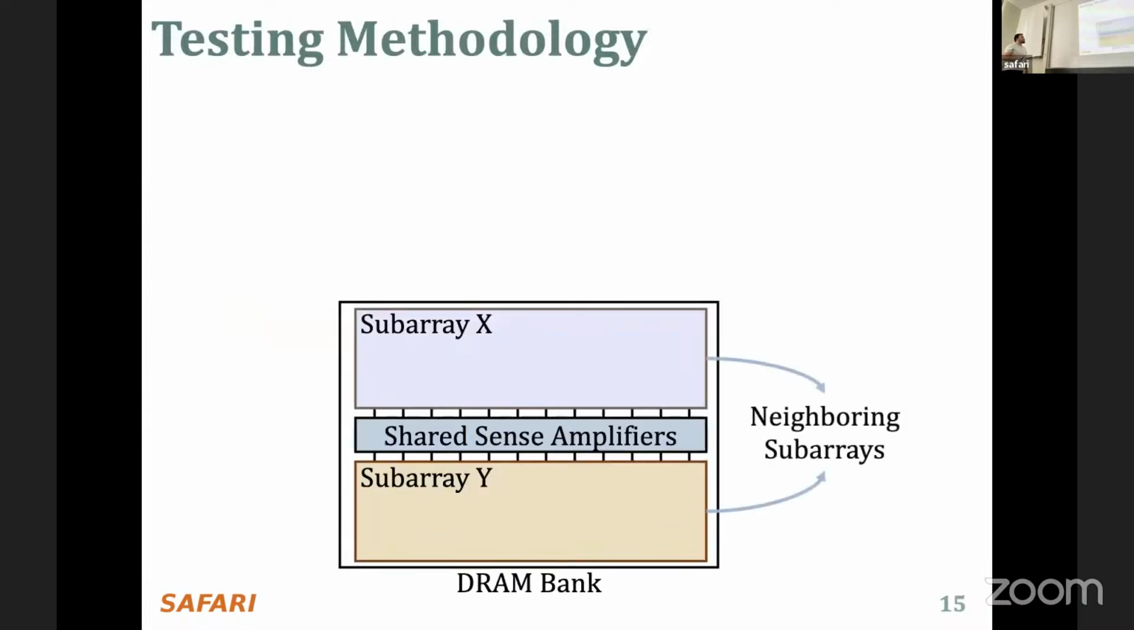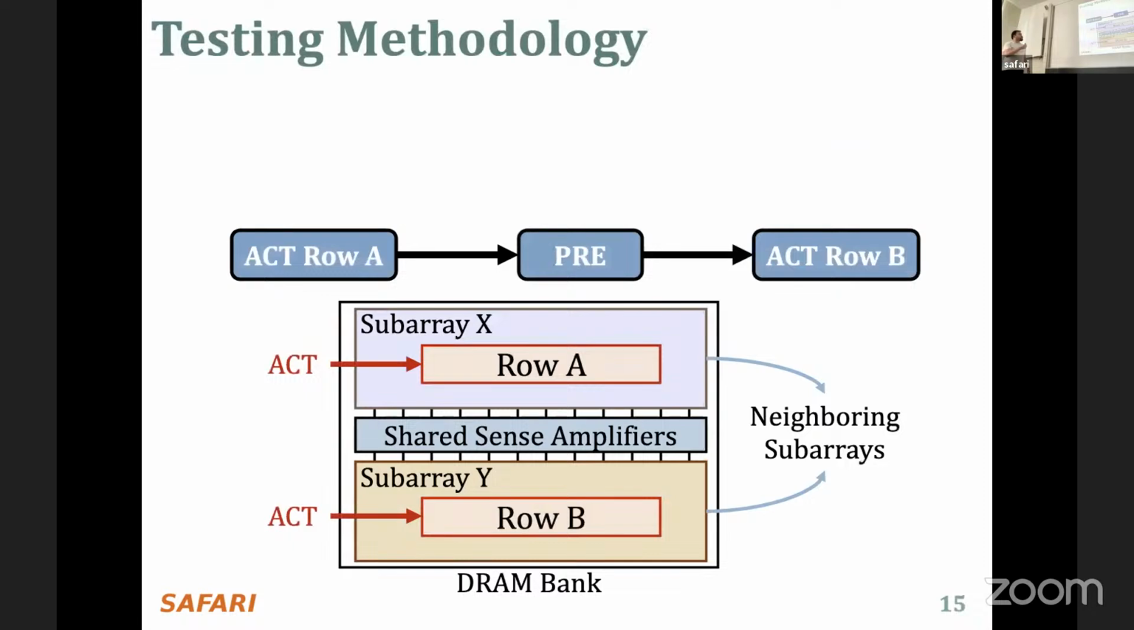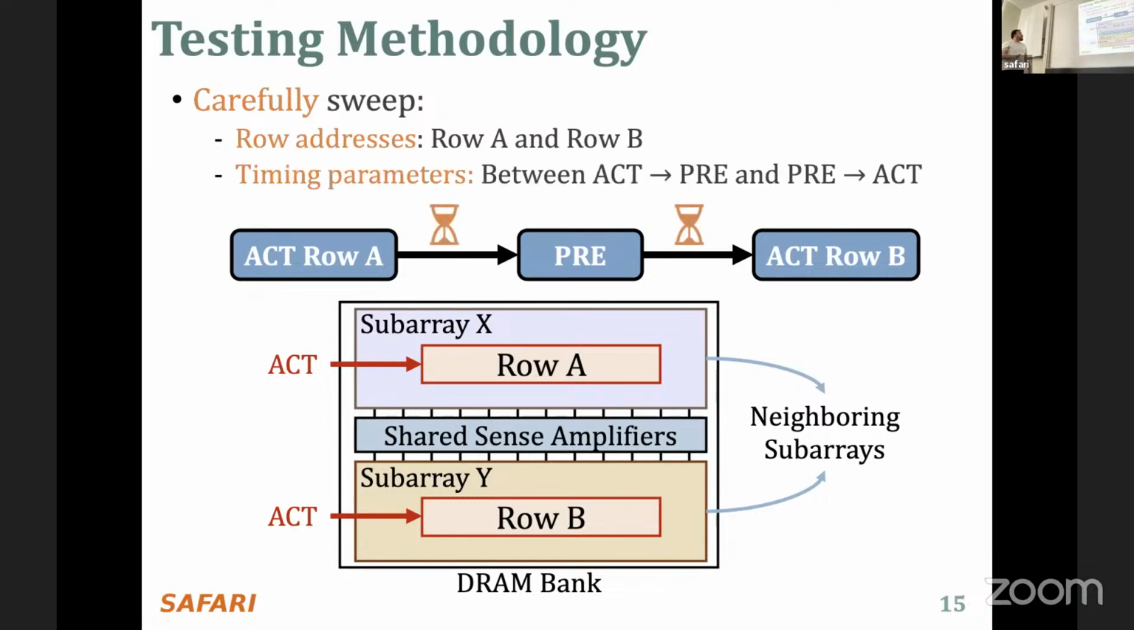In the testing methodology that we conduct here, we focus on neighboring subarrays, which share a common sense amplifier. Assume we have row A and row B in neighboring subarrays. We use an activate row A, pre-charge, and activate row B command sequence. We are careful to select the row addresses, row A and row B, in this command sequence, and we sweep the timing parameters between each command in this sequence, between ACT and PRE and ACT.